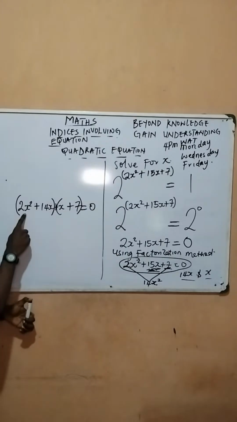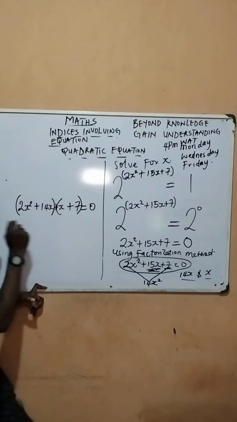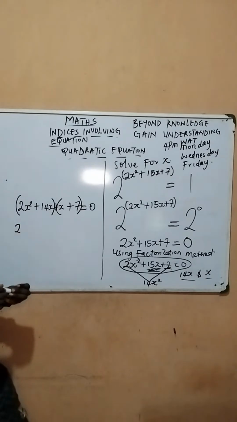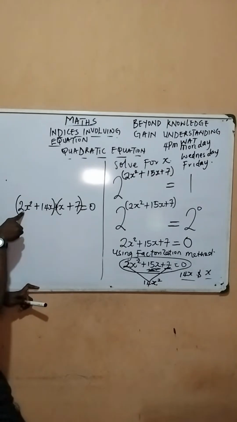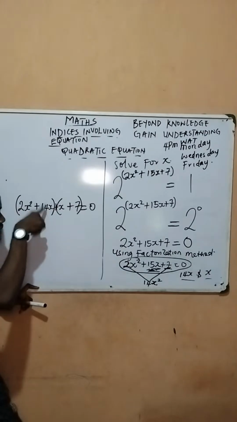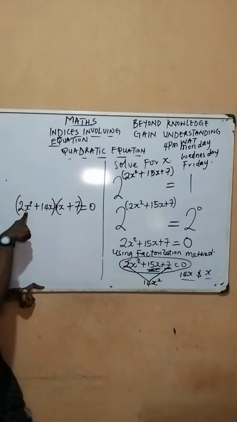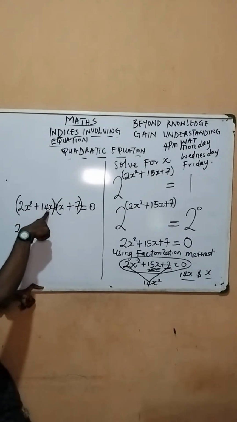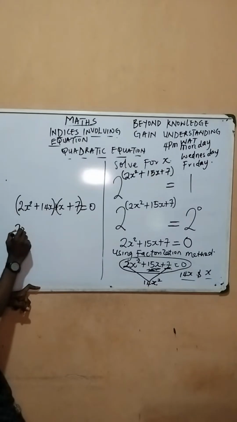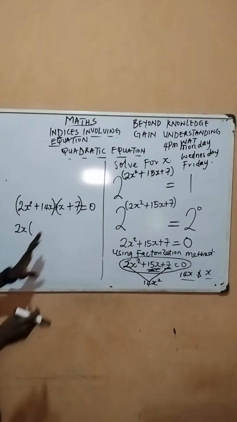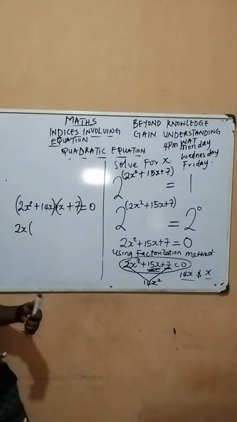Well, for this 2x squared and what? 14x, something is common. First, 2 is common. How do I know that 2 is common? Because 2 can divide 2 here, and 2 can also divide what? 14. Yes, so 2 is common. And not just that, this expression here has x, which is a variable that we're looking for, and this also has x. So not just 2 that is common, but 2x. Once I find what is common, I'll open up a bracket and then look at what I'm going to do next.